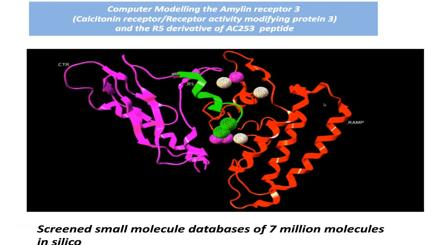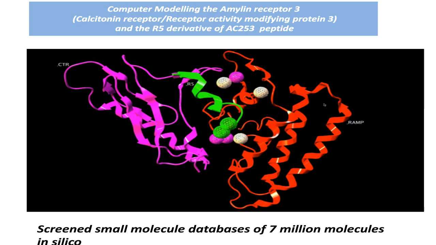Kamlesh Sahu then set to work to try to replace the peptide with a small molecule. So the amylin receptor 3 is shown here. It comprises the calcitonin receptor in purple, bound to the receptor activity modifying protein 3, otherwise known as RAMP3. And so the peptide shown in green abrogates the binding of these two proteins.